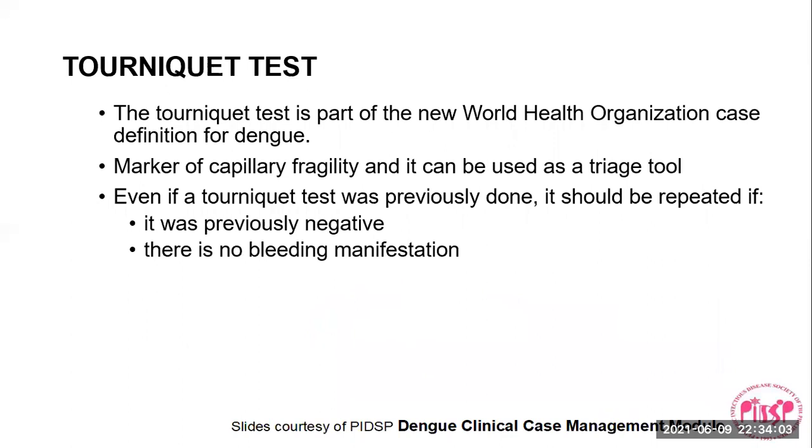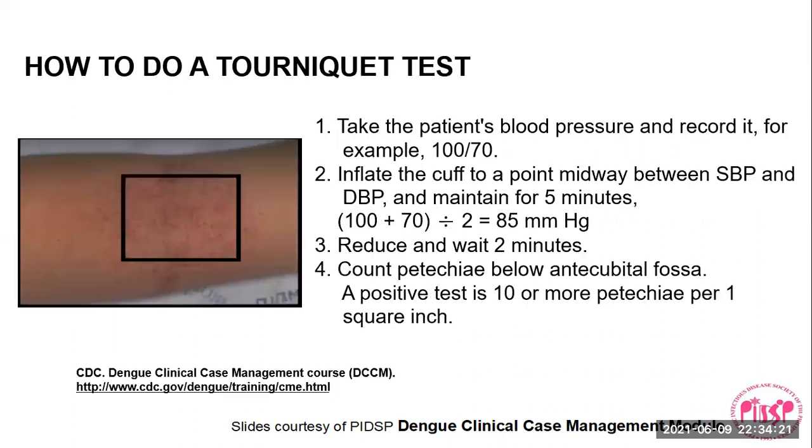Let's talk about the tourniquet test. So the tourniquet test is now part of the new WHO case definition for dengue. It is a marker of capillary fragility and it can be used as a triage tool. And even if a tourniquet test was previously done, it should be repeated if it was previously negative or if there's no bleeding manifestation.